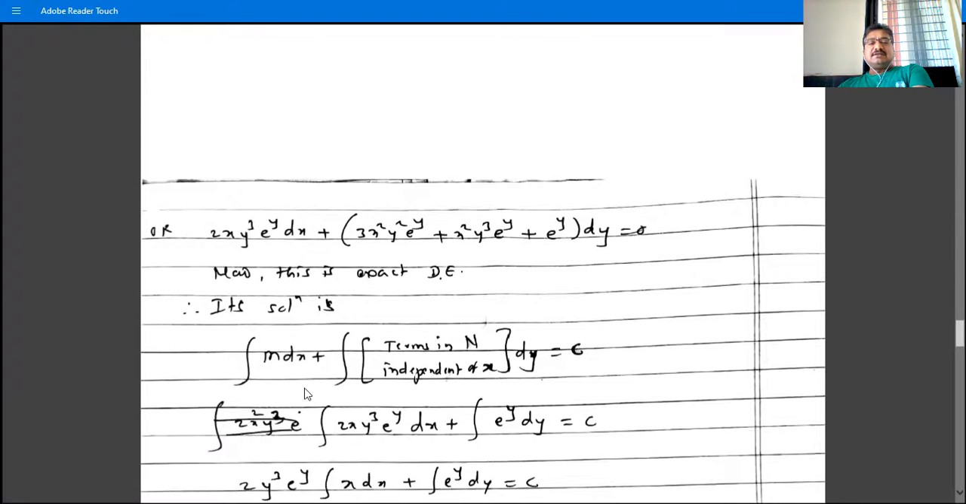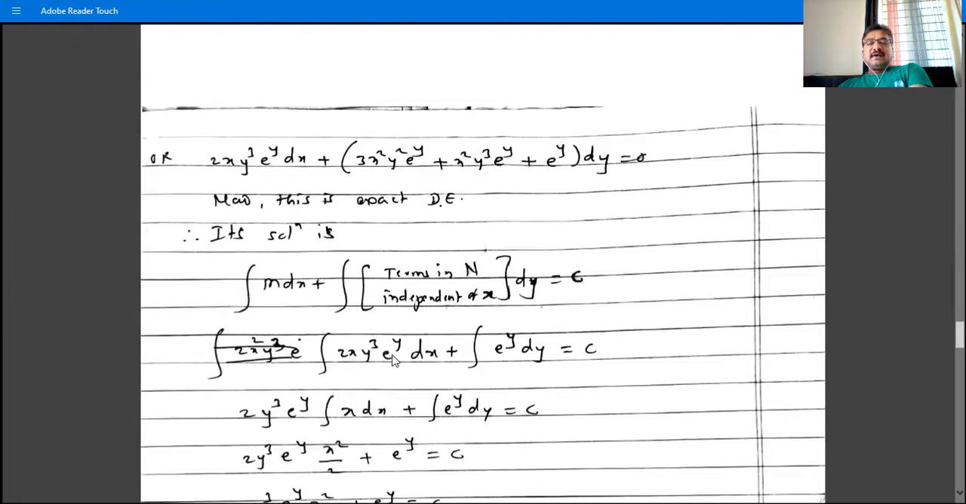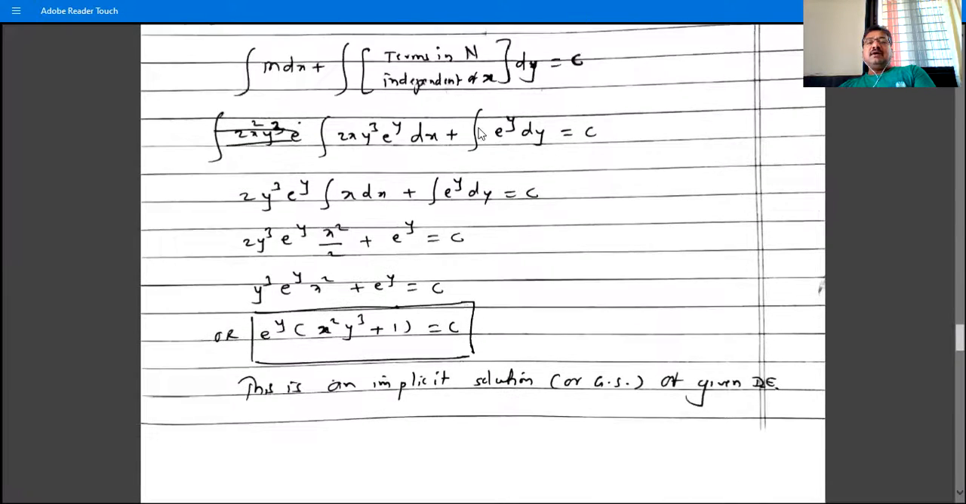So its solution is integration M dx plus integration of terms in N independent of x dy is equal to constant, and that is 2xy cube e raised to y dx. This is M, and the terms in N independent of x: this term depends on x, this term depends on x, so e raised to y is the only term which is independent of x, or free from x. So e raised to y dy is equal to constant. Now integration is with respect to x, meaning y is constant, so 2y cube e raised to y is a constant quantity.